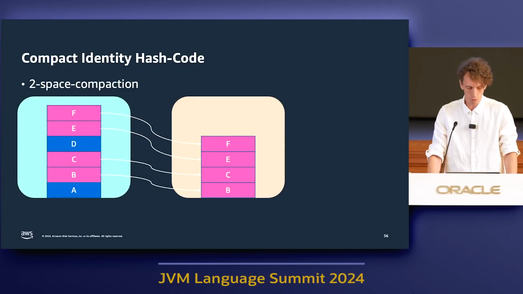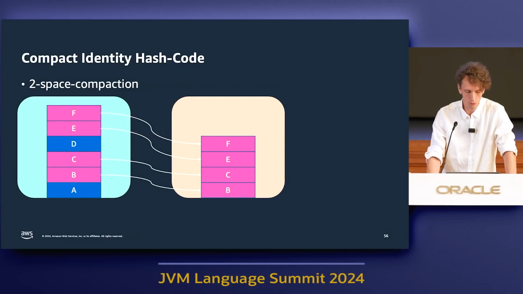So two-space compaction works a bit differently. Two-space compaction basically has two spaces. This is why it's called two-space compaction. And we basically copy all the live objects from one space onto the bottom of the other space, which is empty. In this case, we have 4 live objects here, B, C, E, and F. And they are copied to the bottom of this other space here. And then when that's done, we can reclaim this complete space here, and that's it.